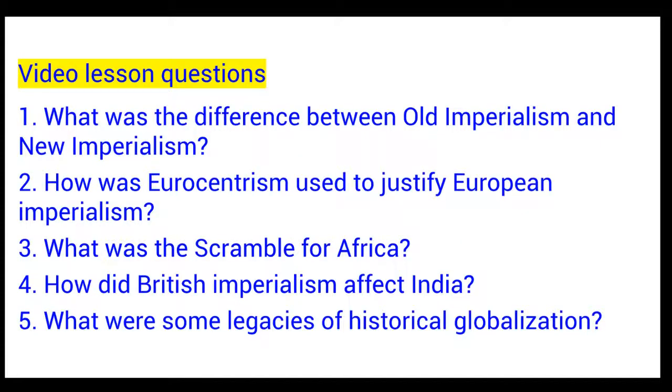1. What was the difference between old and new imperialism? 2. How was Eurocentrism used to justify European imperialism? 3. What was the scramble for Africa? 4. How did British imperialism affect India? 5. What were some legacies of historical globalization?